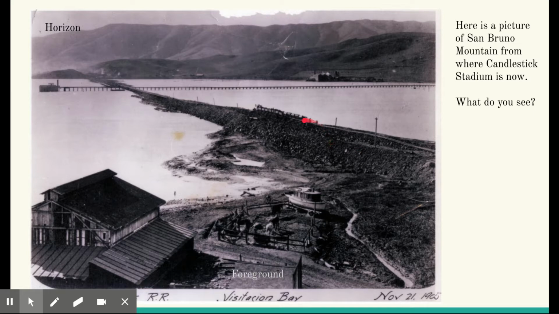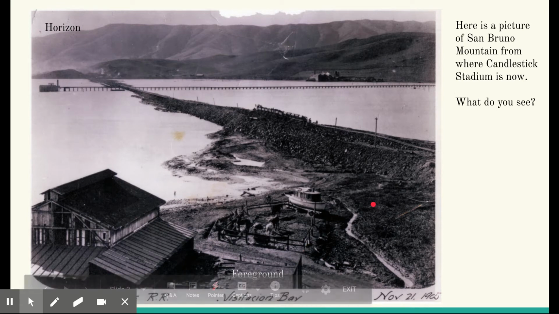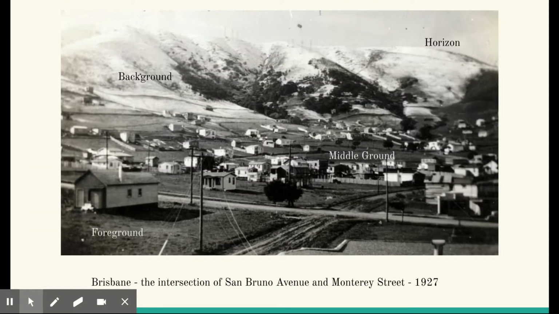And this is a railroad. And all of this is water. This is what it used to look like in Visitation Bay. So this is in 1905 as well. You can see, what do you see in this picture? There's so much to see. Study it and think about it. You see animals, boat, factory.